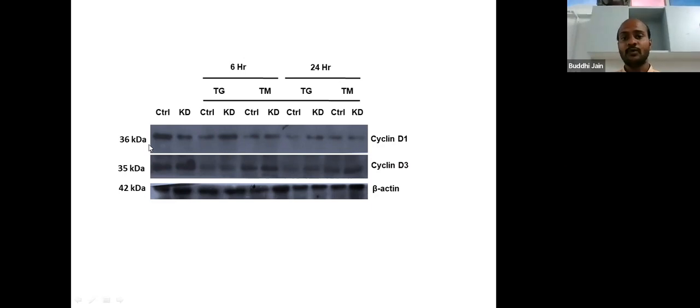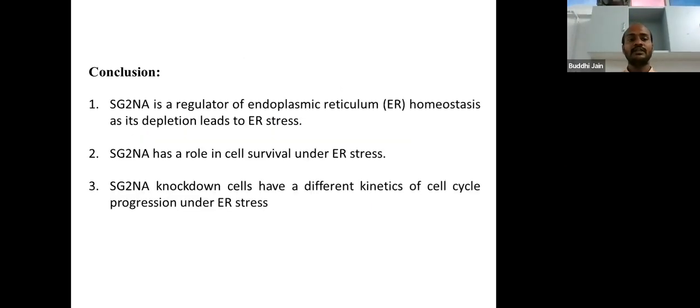So from all the above experiments, we have concluded that SG20 is a regulator of endoplasmic reticulum homeostasis, and its depletion leads to the ER stress condition. This SG20 also has a role in the cell survival under ER stress. And SG20 knockdown cells have a different kinetics of the cell cycle under the ER stress. So these are the conclusions from the above. And now, what are the future perspectives?